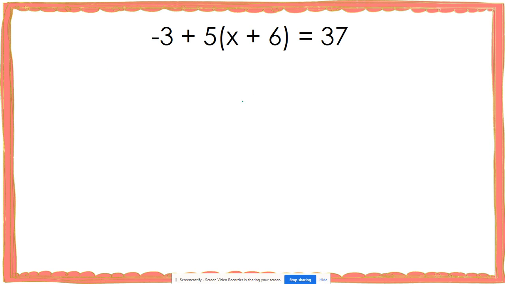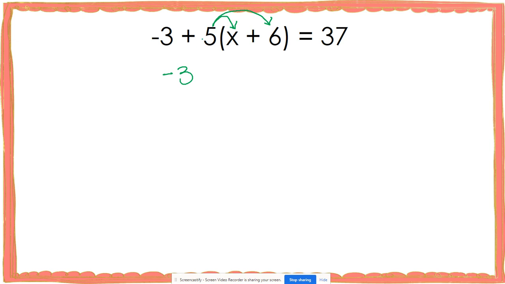Now this equation looks a little bit more complicated, but I'm still going to take the same steps to solve. So I see that I have nothing that can be combined yet, but what I do have is a 5 that can be distributed into my parentheses. Now, I'm not doing anything with this negative 3, so I'm just going to rewrite it.